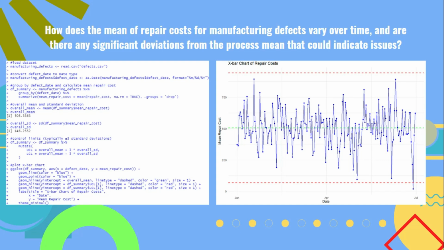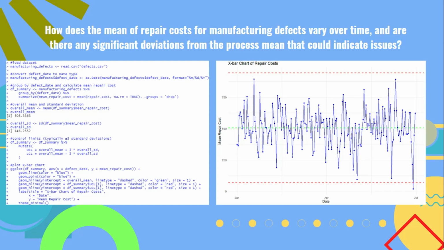And we can also see that the X bar is plotting the mean repair costs for manufacturing over time. And we can see that the green line here represents the overall process means, while the red dashed lines indicate the control limits. So up here would be the upper and the lower control limits, which is set at plus or minus 3 standard deviations from the mean. And the standard deviations from the means is the repair costs vary significantly over time, with several points exceeding the upper control limit, indicating that there may be special causes of variations that may need to be investigated.